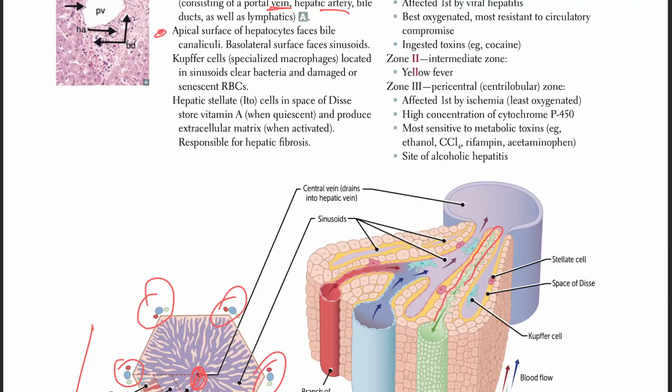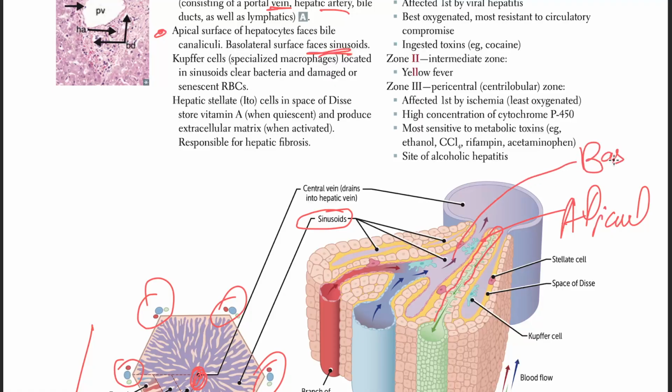The basolateral surface of the hepatocyte faces the sinusoids. If this is apical, let's say, then the basolateral surface faces the sinusoids. So sinusoids are here, and this is the sinusoid. So this is going to be our basolateral surface. Not that important, just writing it out. What is important is the hexagon, the zones, and what's messing up the zones.